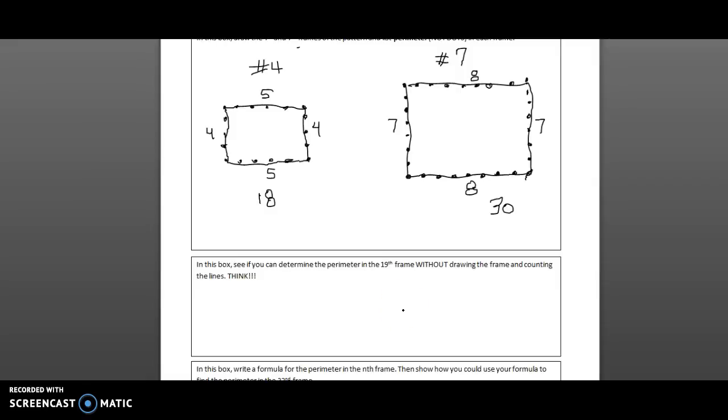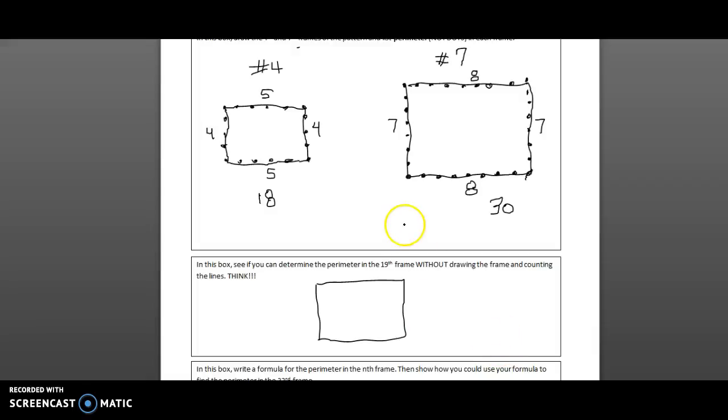Alright, so now we go down and we're going to do the 19th frame, and we want to figure out the perimeter. And I don't know about you guys, but I definitely do not want to have to draw all of these dots. So instead, I'm going to see if I can figure this out. And I'll draw just kind of a quick sketch of what's going on. Essentially, I'm going to have a rectangle that's going to be made up of dots with little lines in between the dots. And I want to know what the lengths of the sides are. I don't really care about the dots at this point.